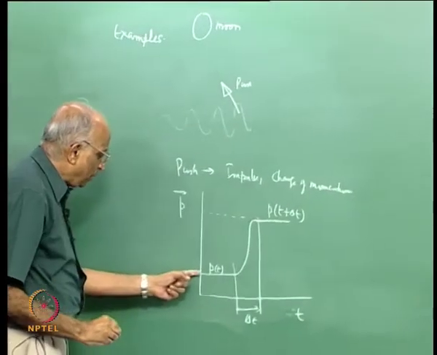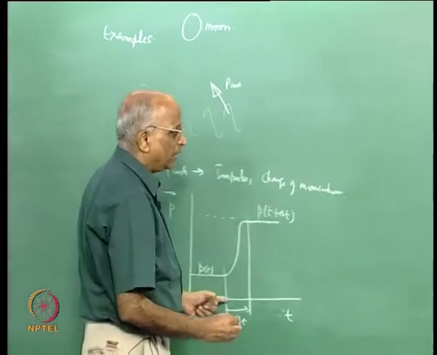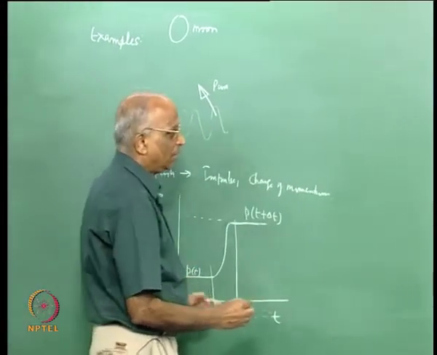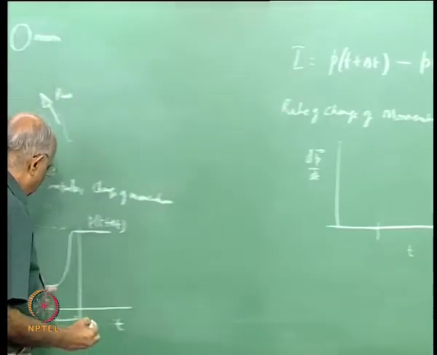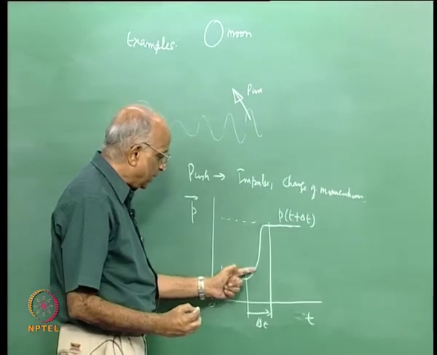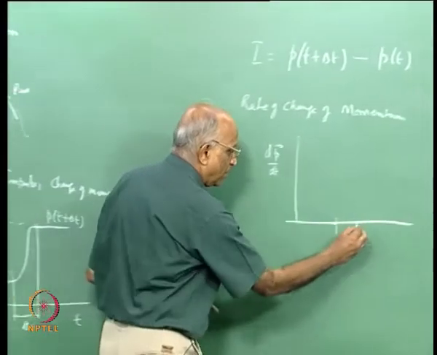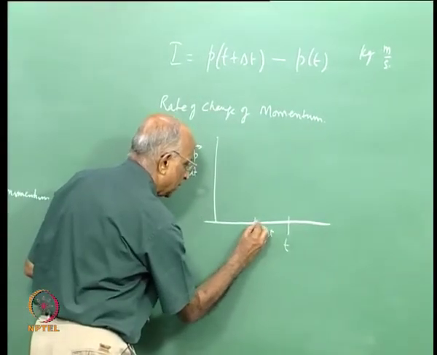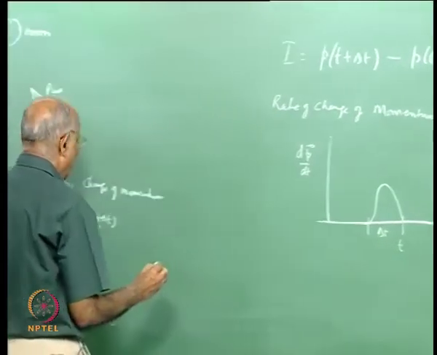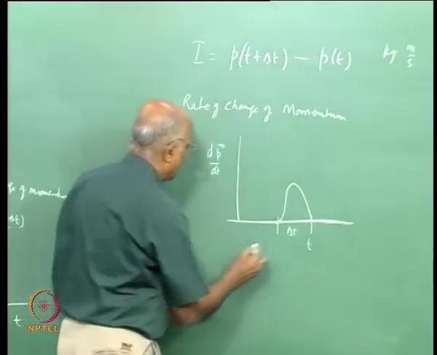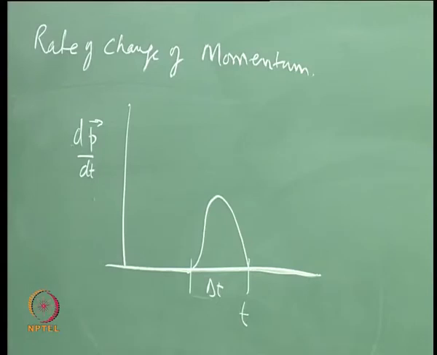I find that the momentum remains p(t) from 0 to this particular time. In other words, p(t) is a constant, therefore dp/dt is 0 up to this point. Thereafter it increases, reaches a maximum, and goes back to 0 here. In other words, over a period of delta t it increases, reaches a maximum and comes back, and after this the momentum is a constant. This is the signature I should get for dp/dt as a function of time. Is it all right?